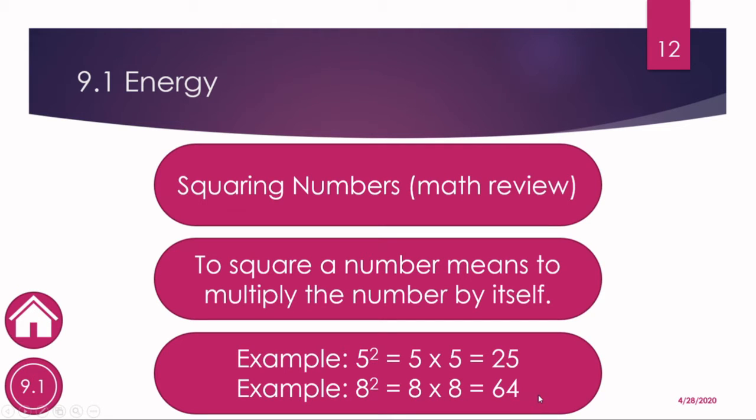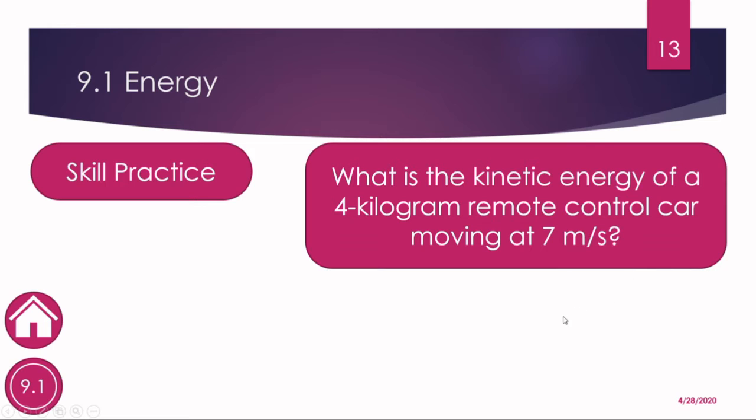Now, I bet you already knew that, but I just like to mention it so that we know that 5 squared is not the same as 5 times 2, which is 10. 5 squared is 5 times 5. Right? So just so we're aware of what it means when we say squaring a number, because we will see that when we do some calculations involving kinetic energy, which is exactly what we're going to do right now.